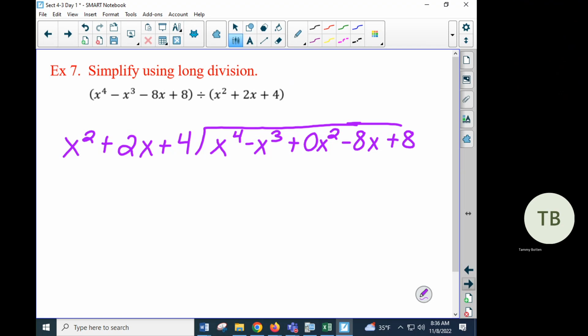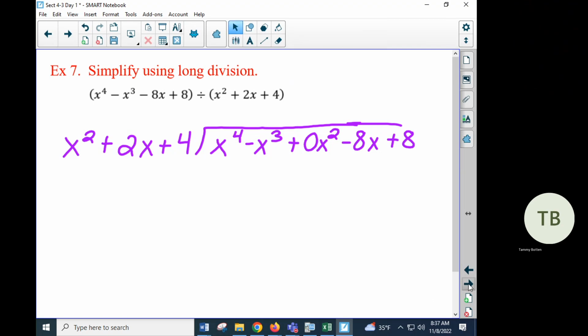If you forgot to do that, you would notice it because when you go to subtract, you wouldn't have the same variables. But you always want to look at, I have x to the fourth, I have x to the third, I don't have an x squared, I have an x, I have a constant, so that means I have to put that 0 in.